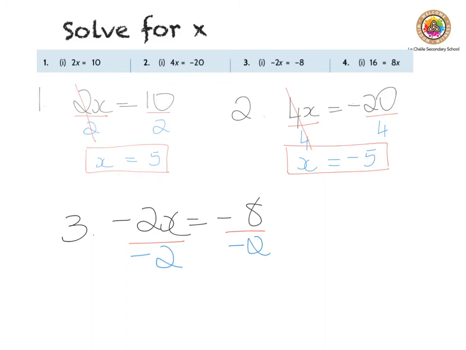And so, tidying that up, I can see, well, minus 2 divided by minus 2 is going to leave me with just x. And here, well, 8 divided by 2 is 4. And minus by a minus is a plus. So I'm finished.